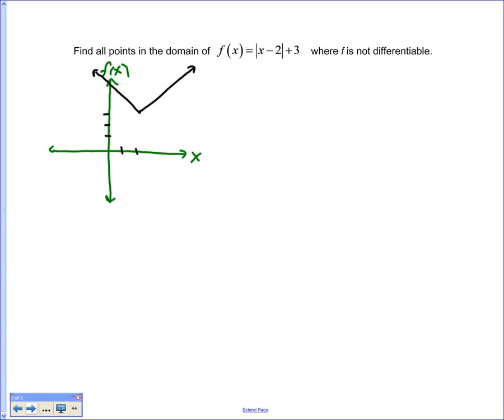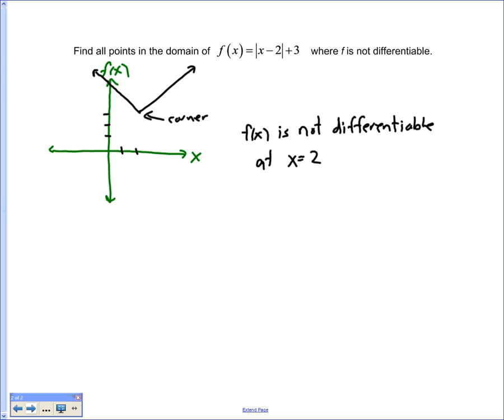If we put this into our calculator, we'd end up with the same thing. Remember, for differentiability, we're looking for situations of a corner, a cusp, a vertical tangent, or discontinuity. In this case, we have a corner. And because of that corner, f of x is not differentiable at x equals 2.